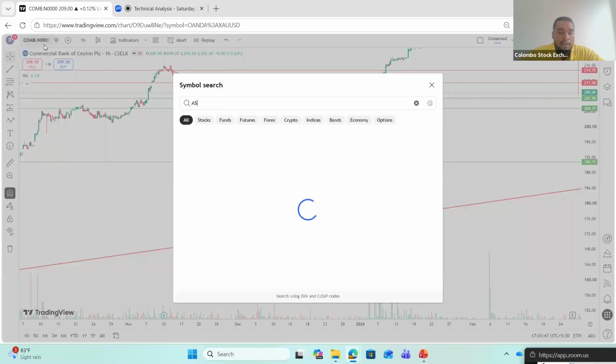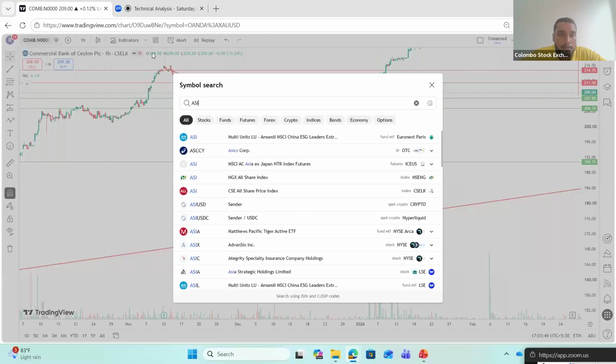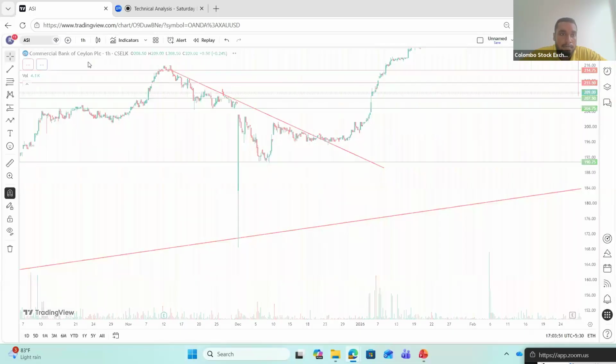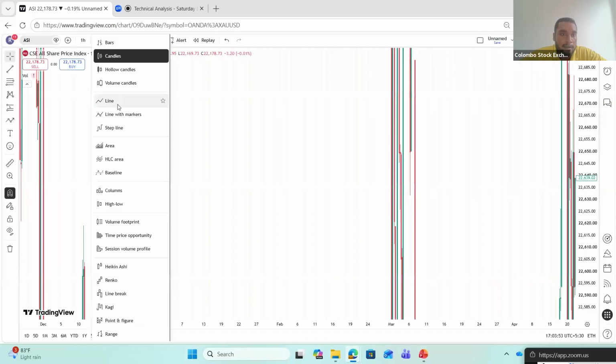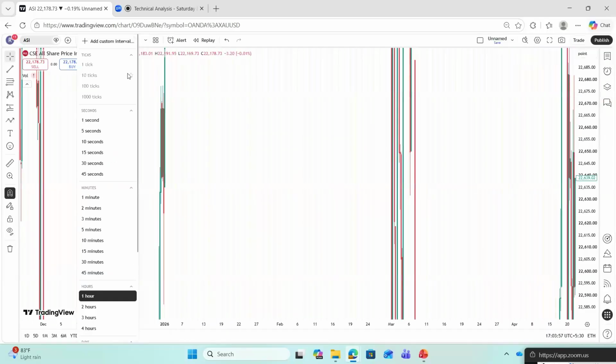And even for ASI, you can't get trading volume on TradingView. But on A-Trade, I remember we can get trading volume on SPA.